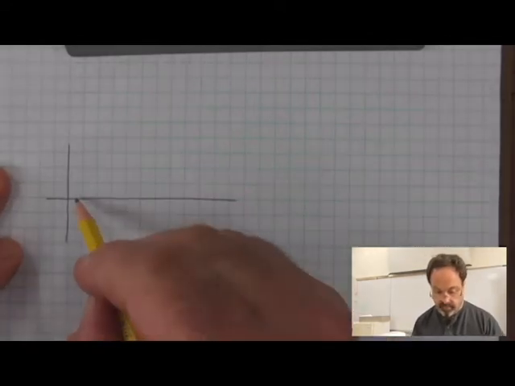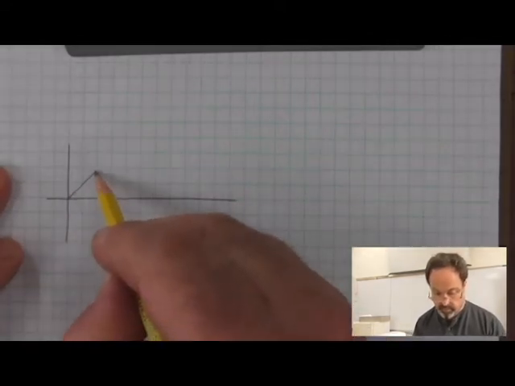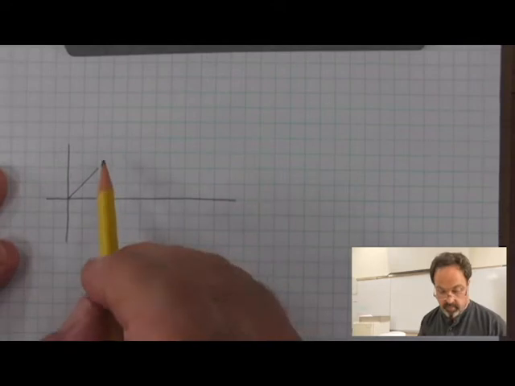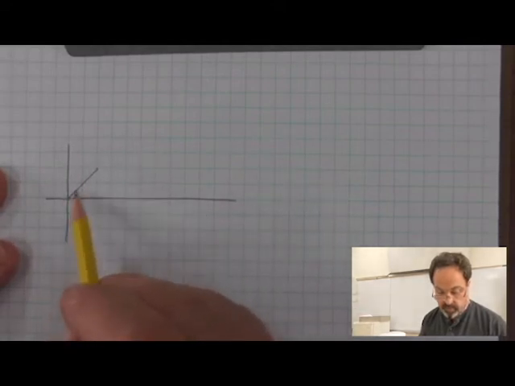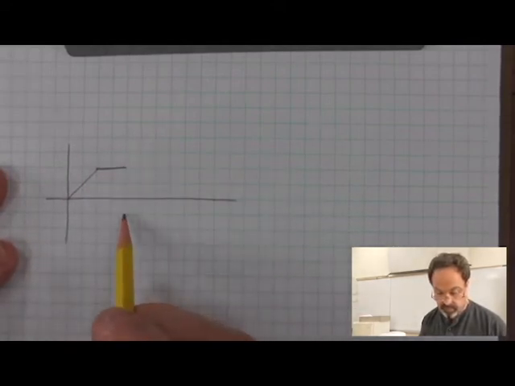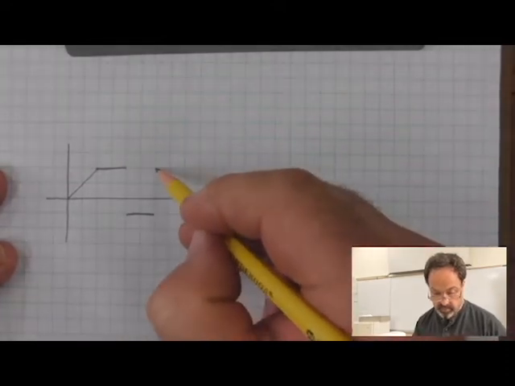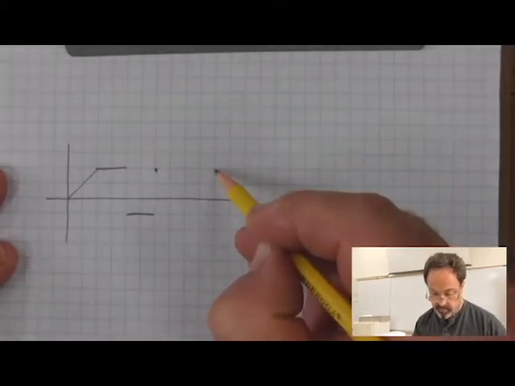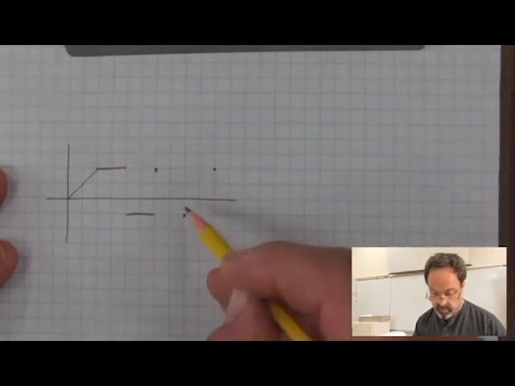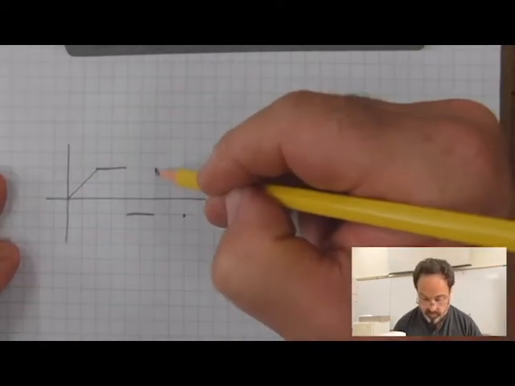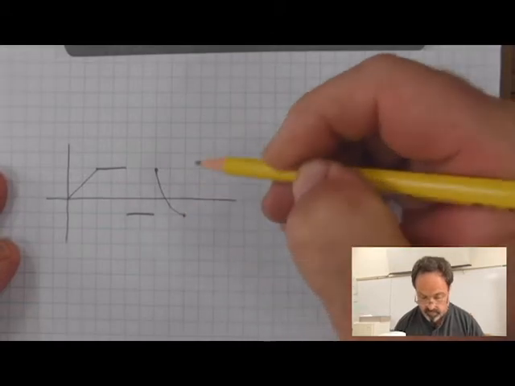The velocity graph will be piecewise: a constant linear piece, a constant piece, another constant piece, and then something a bit more sophisticated, a parabolic piece or a curve that we're going to deal with.